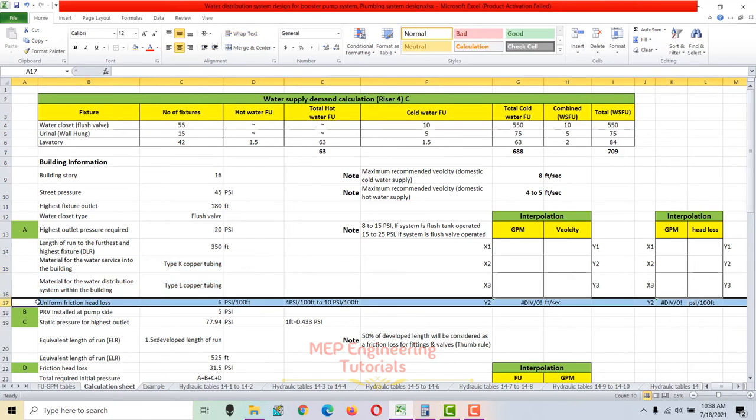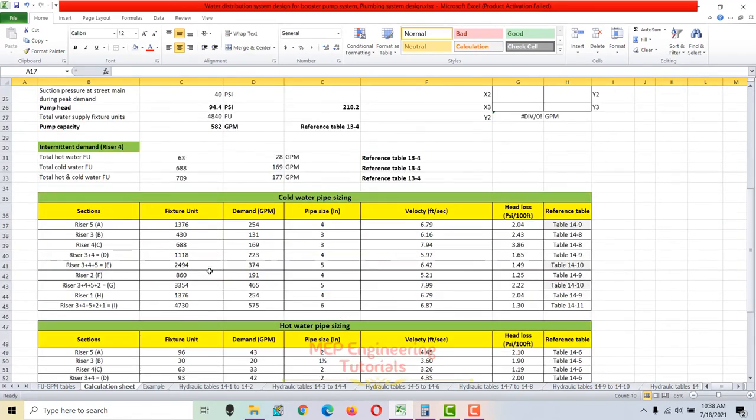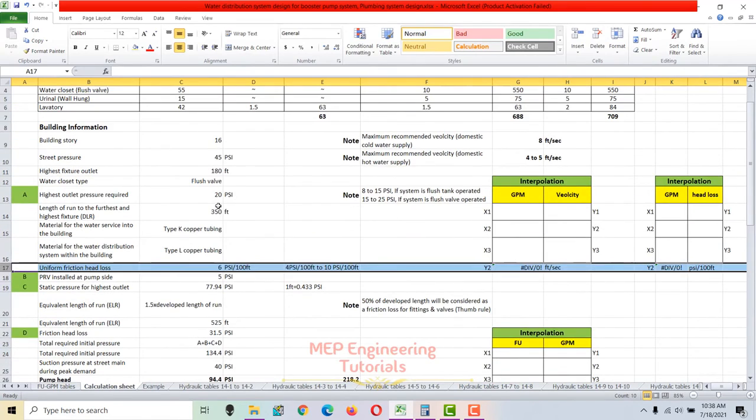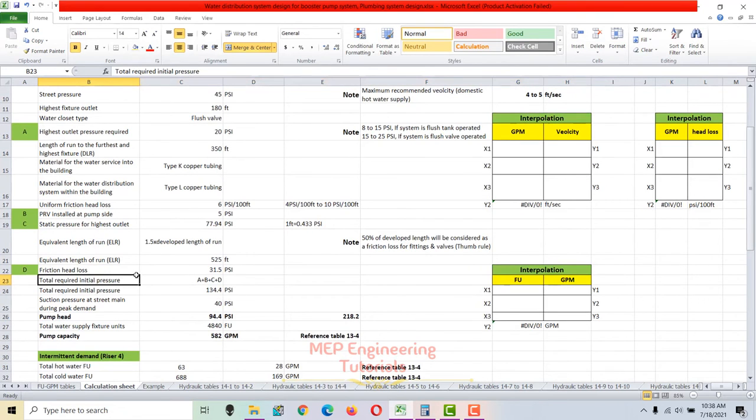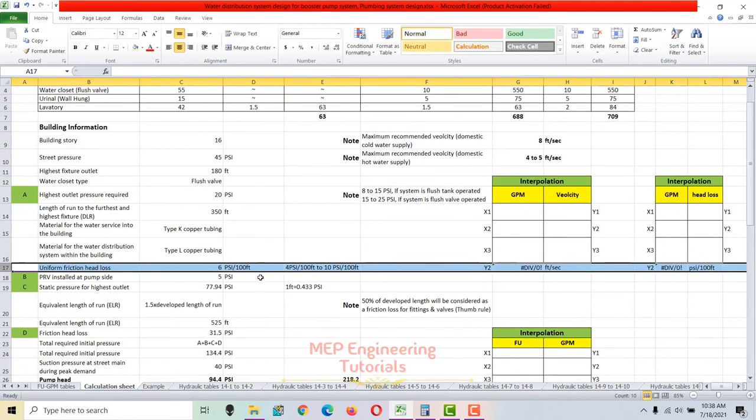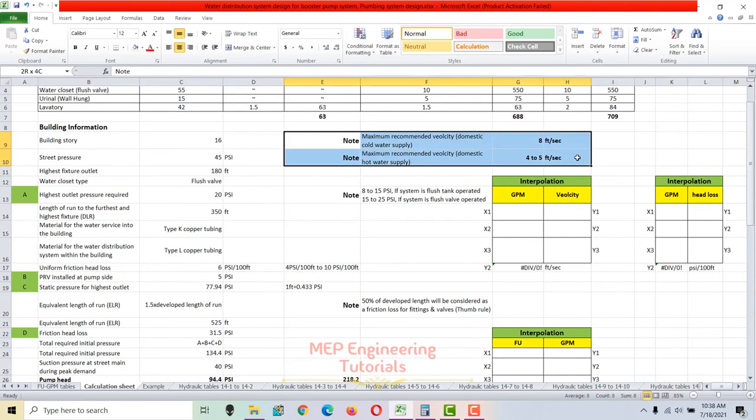So next thing we have here is uniform friction head loss. We are going to use uniform friction head loss in order to calculate the hot and cold water pipe sizing, and we need to keep two things in mind while we do the sizing of the cold water and hot water pipes. One is the uniform friction head loss, which we set over here. And the second is the velocity. Velocity has a very prime importance for domestic hot and cold water supply system design.